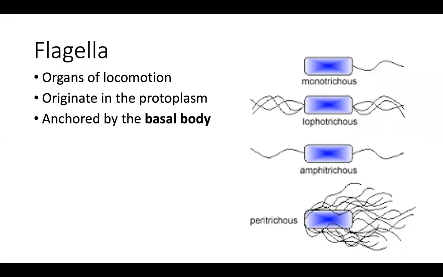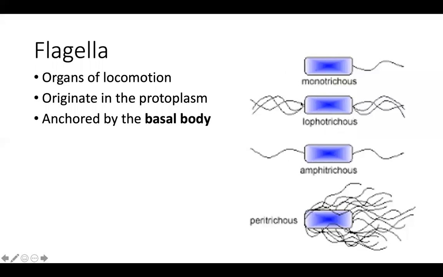Flagella originate in the protoplasm, and they're anchored to the bacterial cell by what's referred to as a basal body. So there are different arrangements of flagella that can happen. So we have the monotrichous, where there is only one polar flagellum. Examples are those bacteria that cause cholera, the Vibrio cholerae.